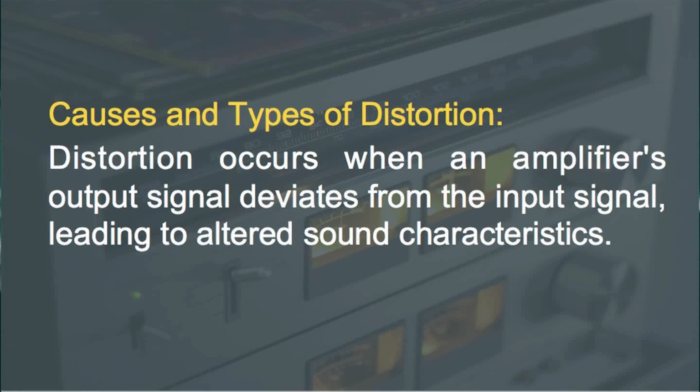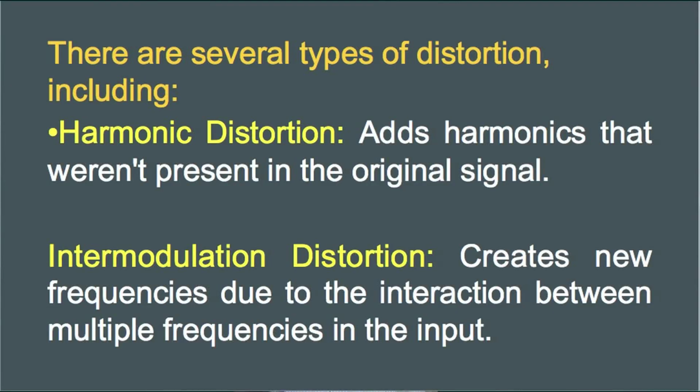As we delve deeper into the world of audio amplifiers, it is essential to explore a phenomenon that can affect sound quality: distortion and clipping. Now let us discuss the different causes and types of distortion. Distortion occurs when an amplifier's output signal deviates from the input signal, leading to altered sound characteristics. There are several types of distortion, including harmonic distortion. It adds harmonics that were not present in the original signal. Intermodulation distortion.